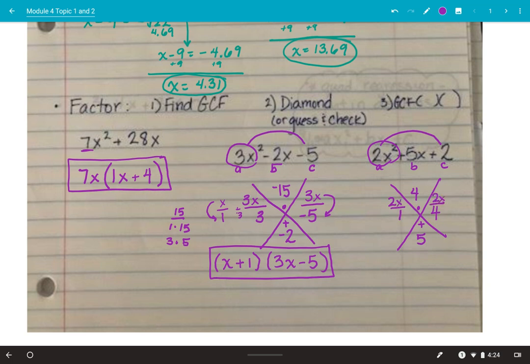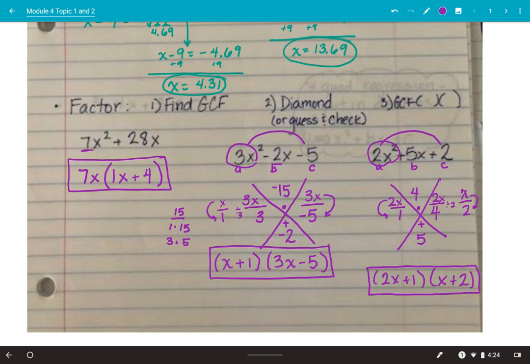2x over 1 I can't reduce. 2 over 4 I can reduce. So I just get x. 4 divided by 2 is 2. Read it from top to bottom. You get 2x plus 1, x plus 2. And that is your answer.